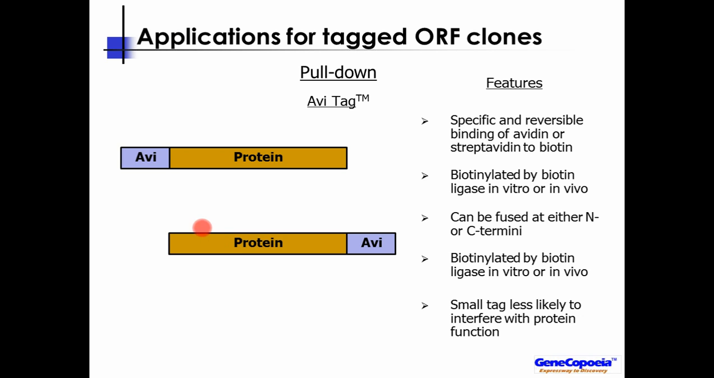And so one of the great specialized tags for this is the AVI tag. And so the AVI tag has several terrific features. One is that it gives specific and reversible binding of avidin or streptavidin to biotin. The tag can be biotinylated in vitro or in vivo by biotin ligase. The tag can be fused at either the N or the C termini. Biotinylation can occur in vivo or in vitro, and this is a very small tag that's less likely to interfere with protein function.